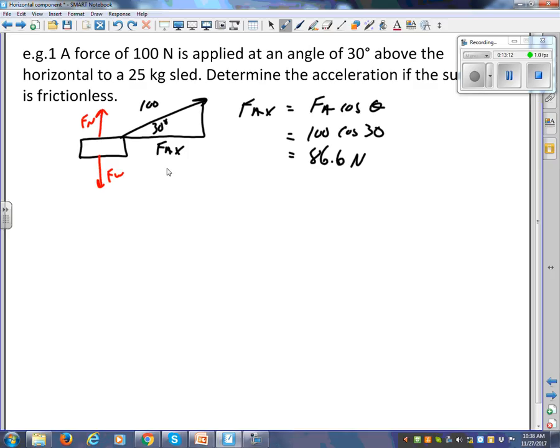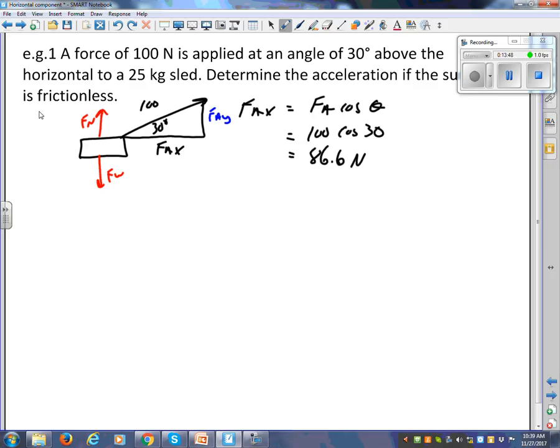The FAY, it's the Y component of the applied force. Now, does that mean that my Y forces are not balanced anymore? It might, right? I'm just foreshadowing a little bit here, so don't freak out too much. But basically, because it's frictionless, we're not going to worry about it just now. We're coming to that stage.